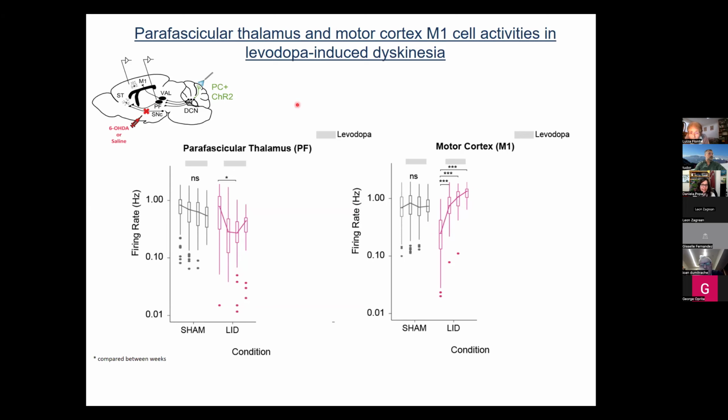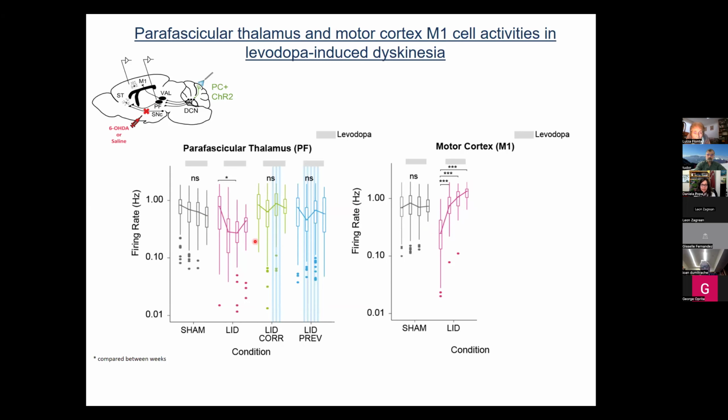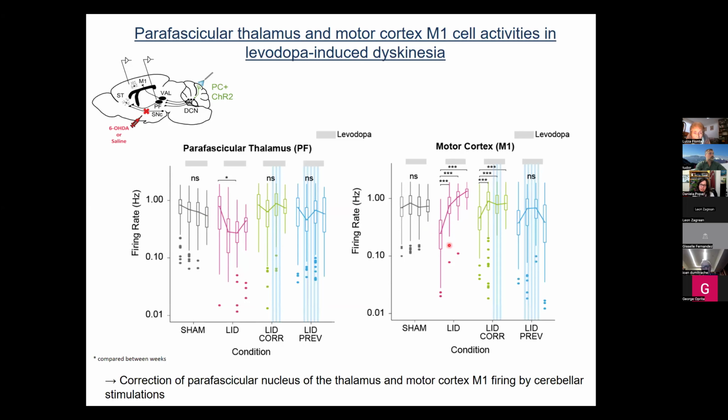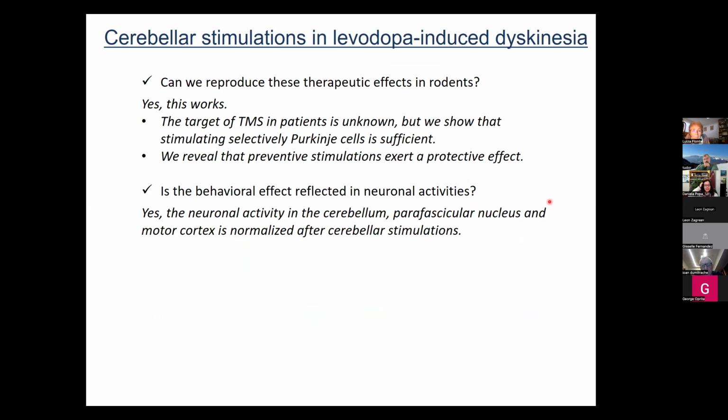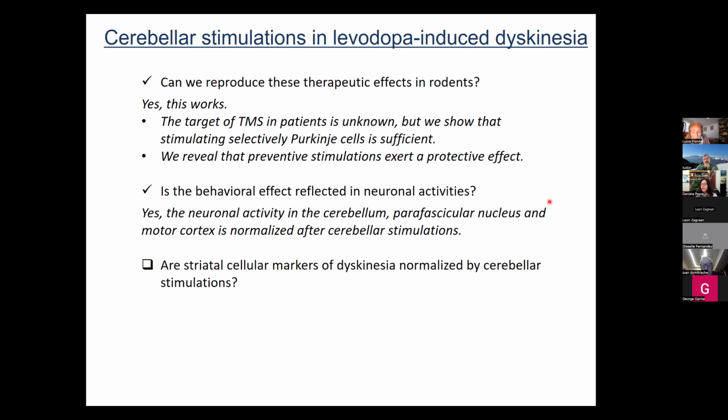And in the parafascicular thalamus, we have a decrease. In both of them, we can see a correction of the firing in the parafascicular thalamus and in the motor cortex by the cerebellar stimulation. So overall, we see that the neural activity in the cerebellum, parafascicular nucleus, and the motor cortex is normalized after these cerebellar stimulations. Now we know that the site of the dyskinesia is in the striatum.